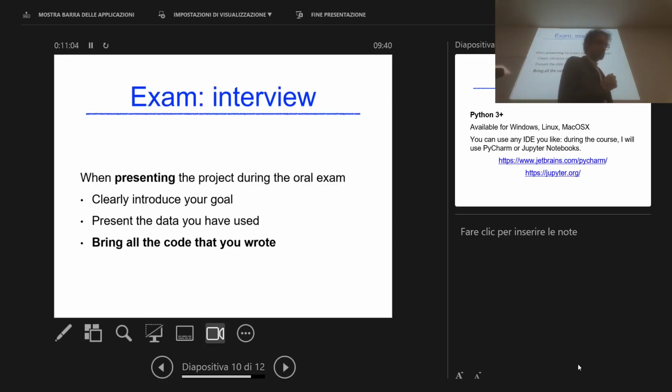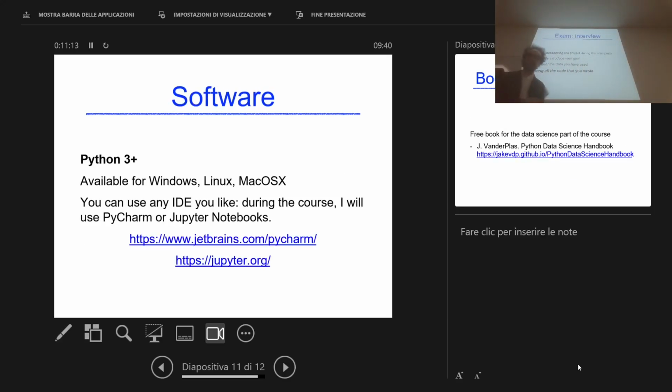Yes. So not only during the interview, but even when you propose your project, clearly state your goal and disclose the dataset you're using, where you pick it from, and whatever.